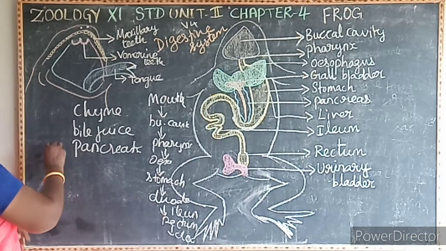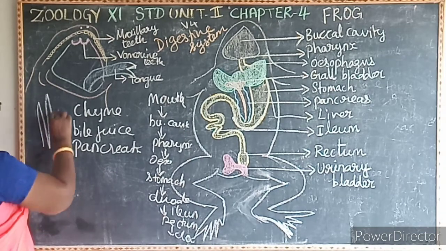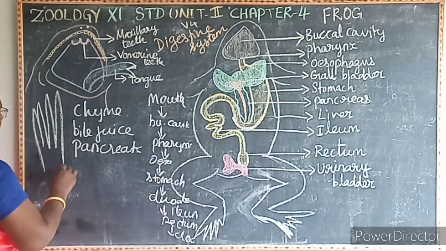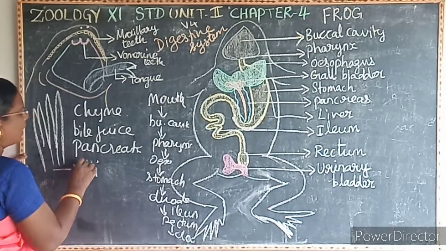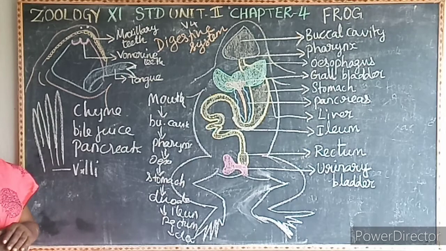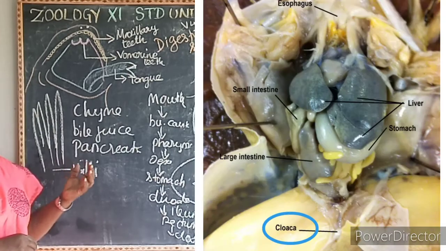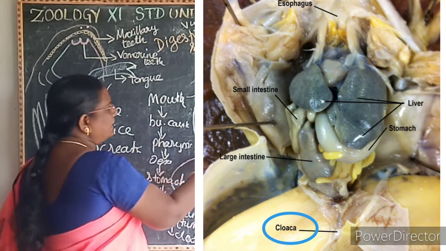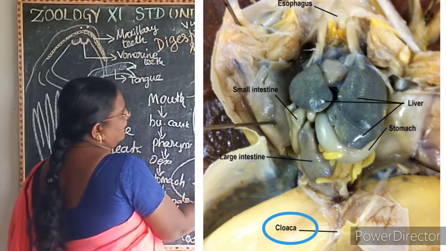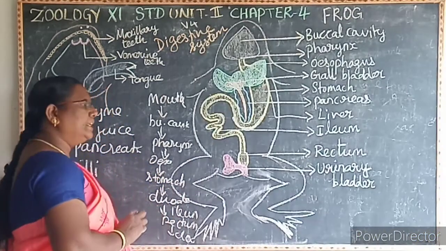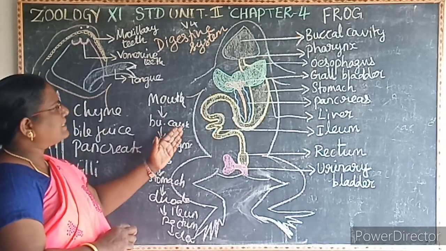So in the intestine, there are finger-like projections. These finger-like projections are known as what? Villi. They help to absorb the digested food. And then the undigested food passes out through the rectum and then into the cloaca. It's very simple, no? It's very easy also. See the diagram and say the answer.